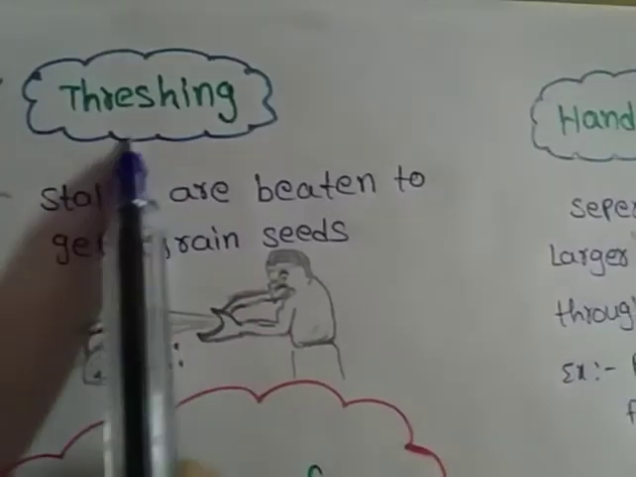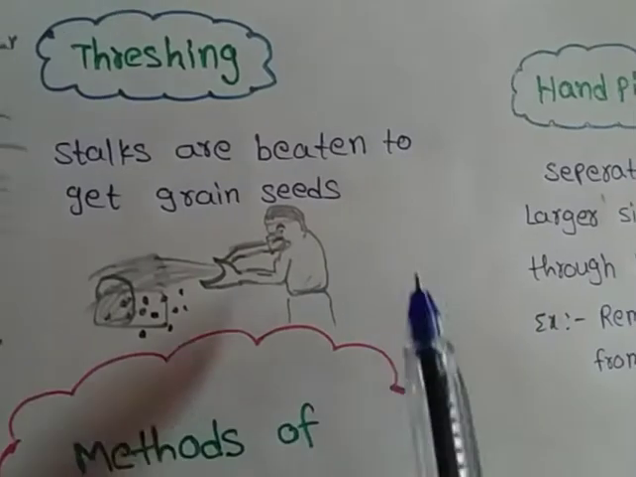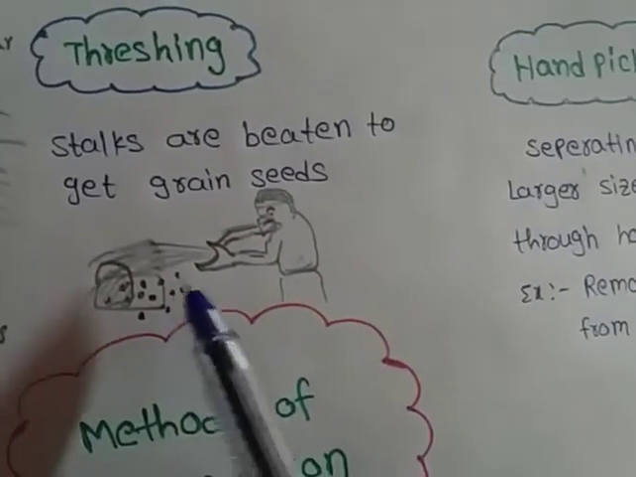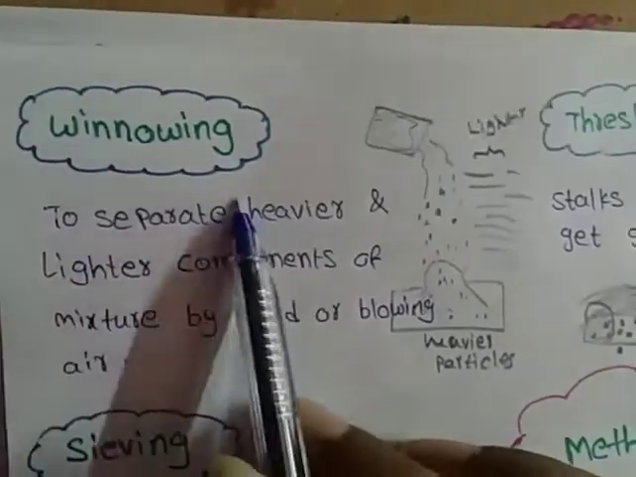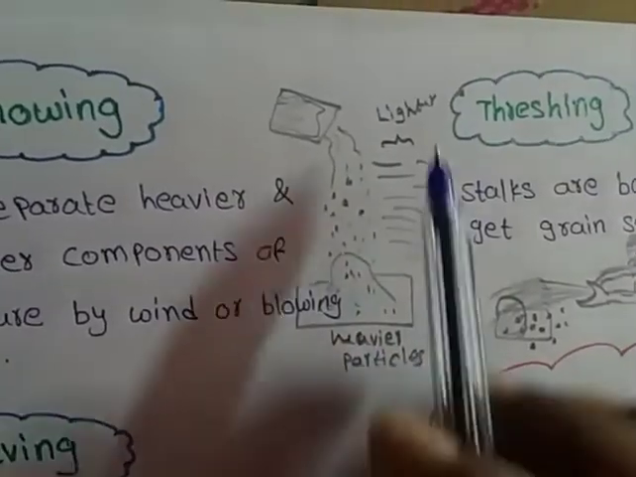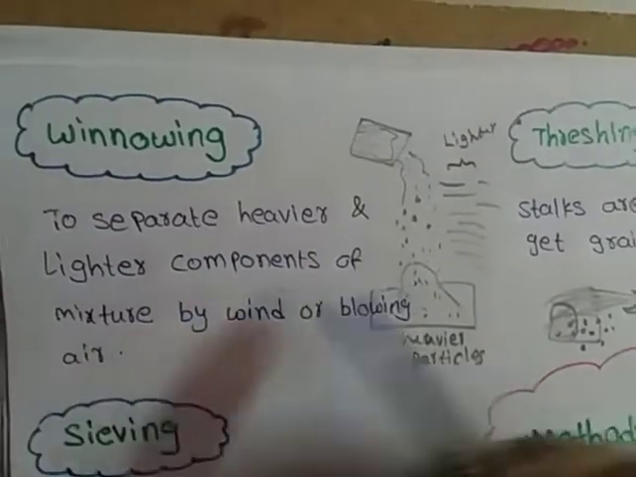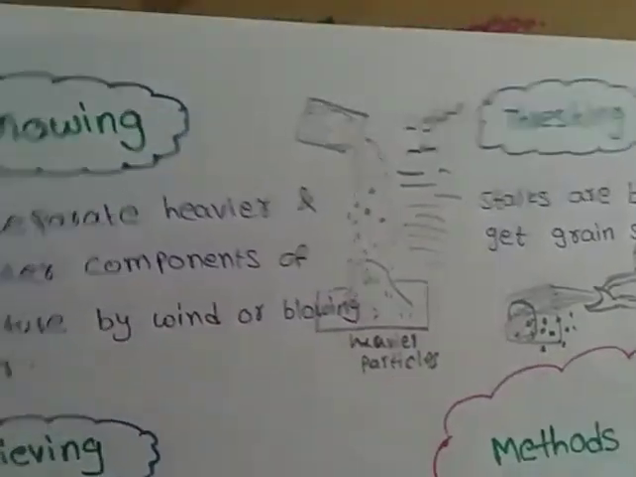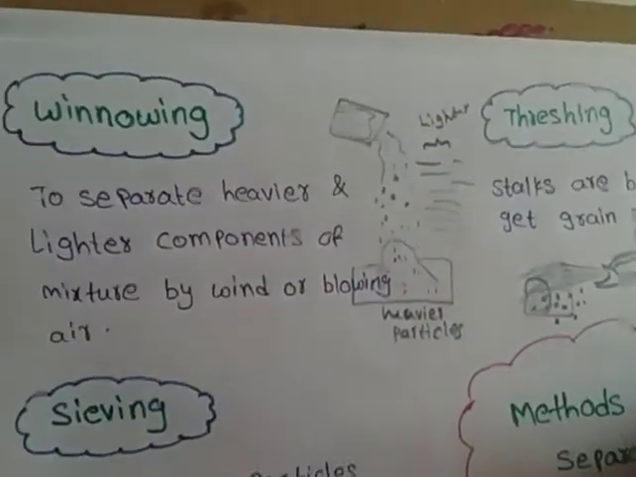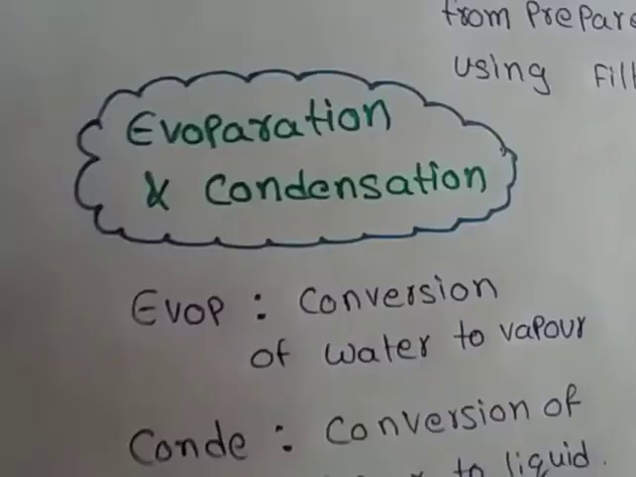So I have just completed threshing, and you can see I have drawn one simple drawing so that I will be able to remember this. And for winnowing also I have drawn this so that I'm able to remember it more clearly without reading the sentence. Also I'm able to recall what winnowing is by seeing the diagram, right? And sieving.